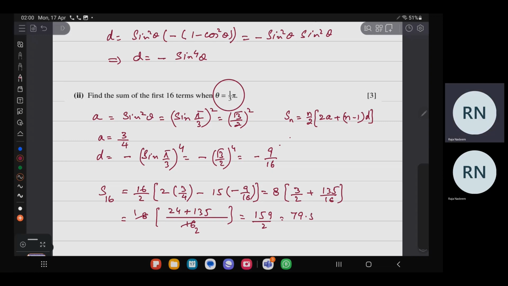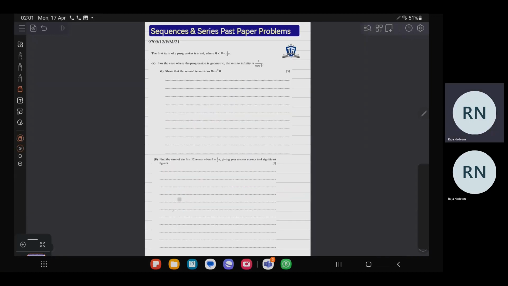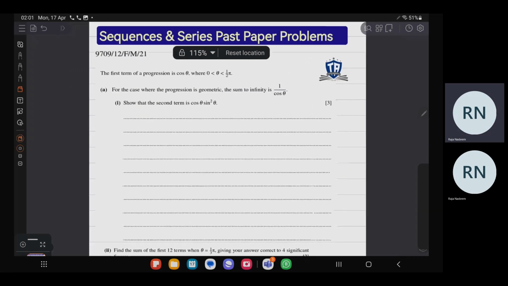Let's move to the next question. Okay, this is the question from February March 21, paper 1-2 variant. And the question says the first term of the progression is given, which is cos of theta. So let's take A is equal to cos of theta, as A is the first term.